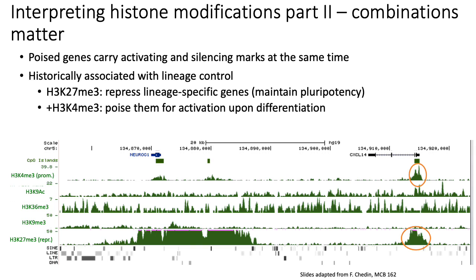And so again, basically the role of the K27 trimethylation is to repress the genes, but the role of the K4 trimethylation is to basically get them ready to be activated. So once the K27 trimethylation is removed, then the gene is ready to go at that point.